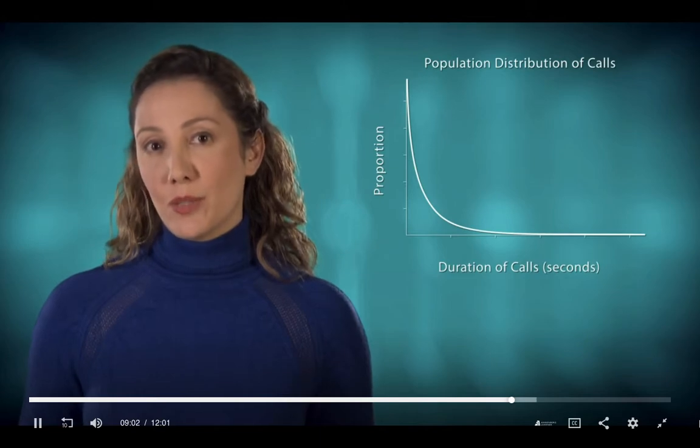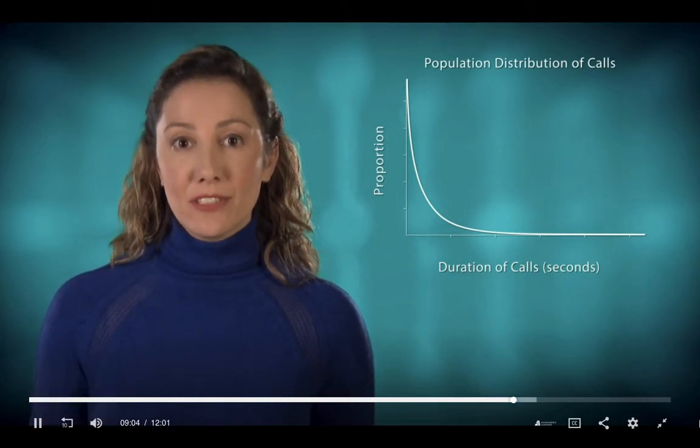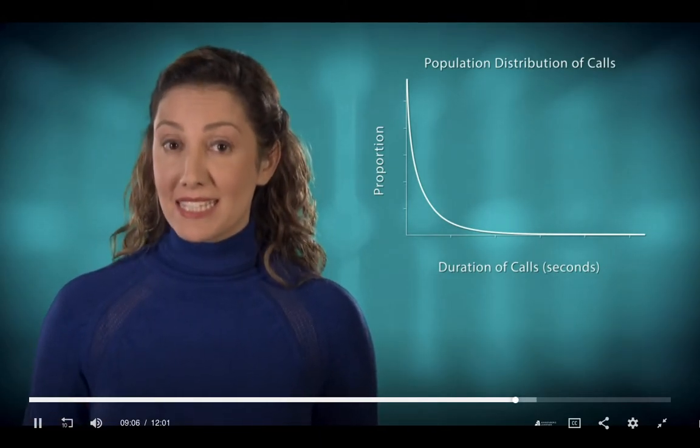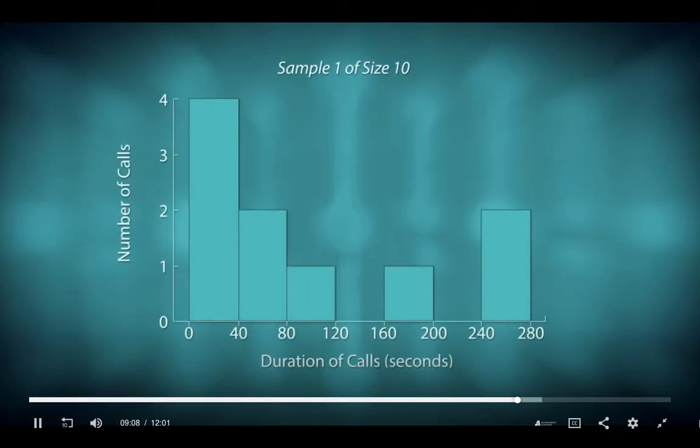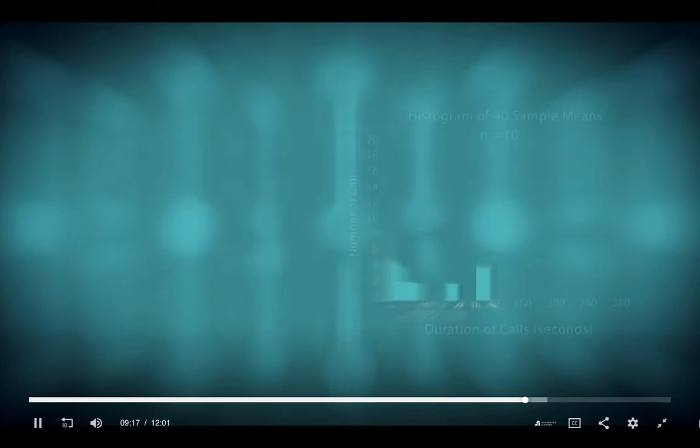You might expect so, so let's find out, using different sample sizes, starting with samples of size 10. Let's take our first sample of size 10. For this sample, the mean length of the calls is 98.7 seconds. We can start to build a histogram using the sample mean.